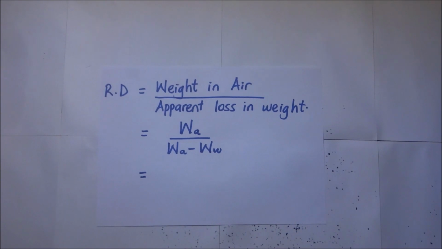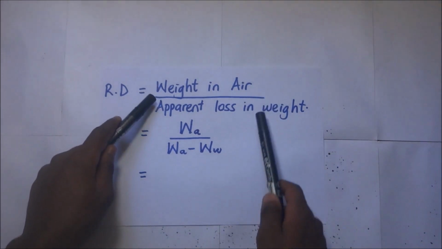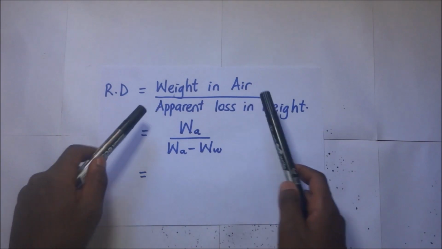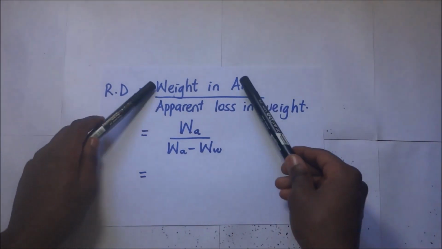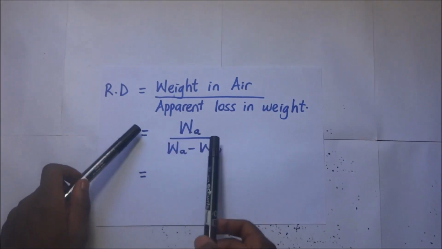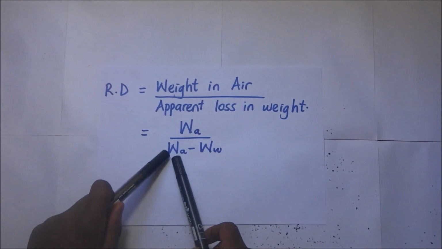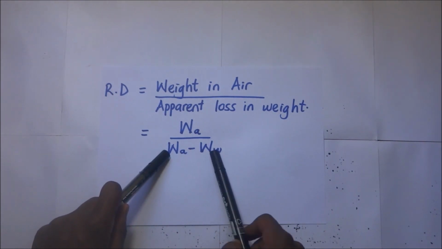Now from our theory, we know that when you're trying to find the relative density of a solid, it is given by the weight in air divided by the apparent loss in weight of that solid. Of course, the weight in air is given by WA, that's the acronym we are giving it. Divide that by the apparent loss in weight. The apparent loss in weight of the solid is the weight in air minus the weight when that solid is in water.